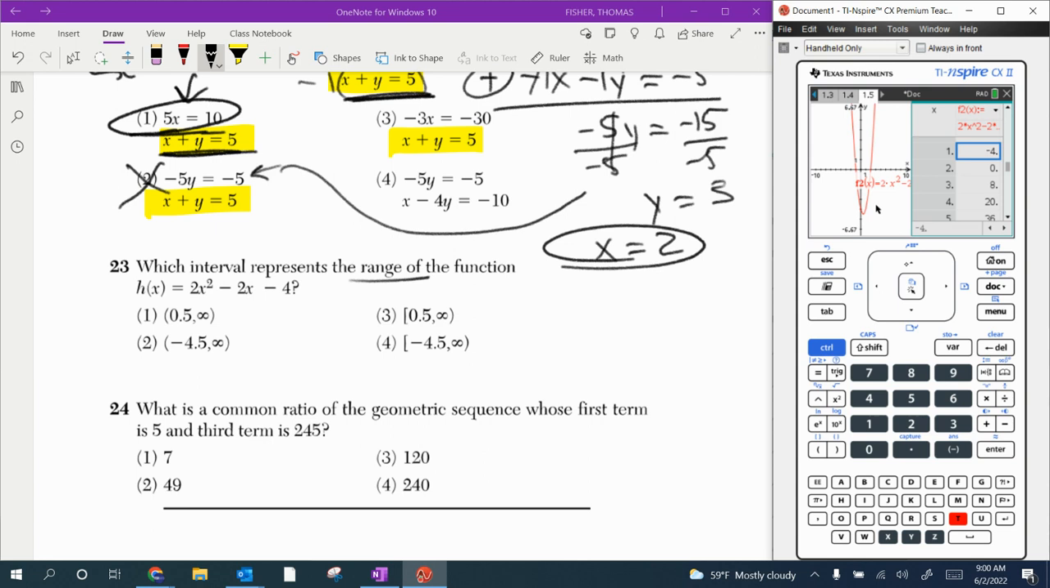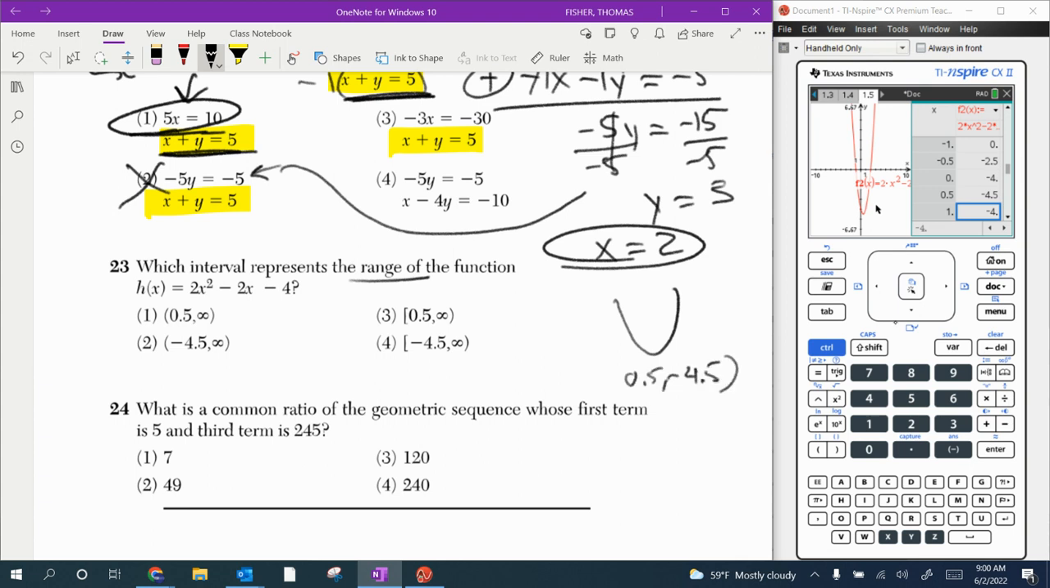And I see some decimals here, which is interesting. That implies that we're probably going to have a decimal to look at here for the vertex. I'm going to go to table settings here, edit table settings, and I'm going to do a table step of 0.5. That way I'll get to the decimals. And we'll see the vertex is right there at 0.5, negative 4.5. So the range is always the smallest y value to the biggest y value. So there's the smallest, there's the min, and it increases forever, so it's got to be choice 4.